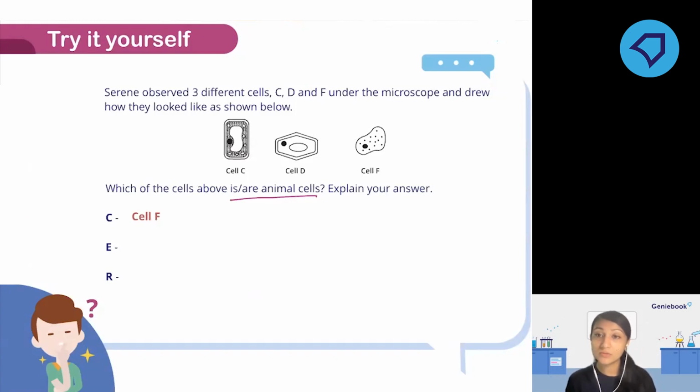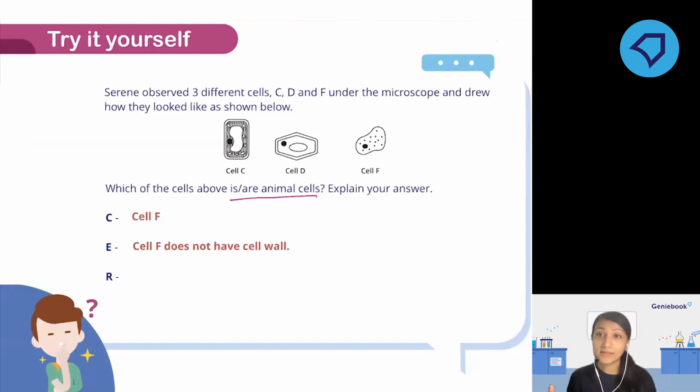What is the evidence? There is no chloroplast. No, wait, no cell wall. Okay, no cell wall. Right, and what is the reasoning? If it's no cell wall, then how can you tell that it's an animal cell? Because yeah, it has no cell wall, but what's the reason? How can you say that if a cell doesn't have a cell wall, it's an animal cell?